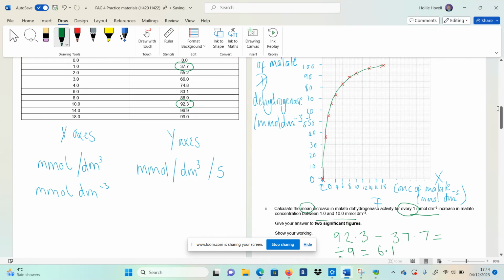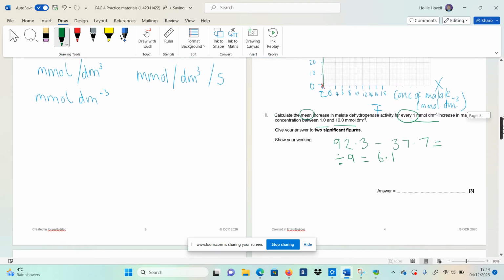Okay, so 92.3 minus 37.7 to find the total difference, and then divide it by 9 because that was an increase from 1 to 10, a difference of 9, and they wanted it for every 1 millimole per decimeter cubed increase. All right, so our answer is 6.1, and then we need our units. So it's just the units that they used for their second column. So millimole decimeter -3 second -1. You could have put the units, as we said before, millimole per decimeter cubed per second, okay? But I don't know why you would have changed it. You just probably copy it across.